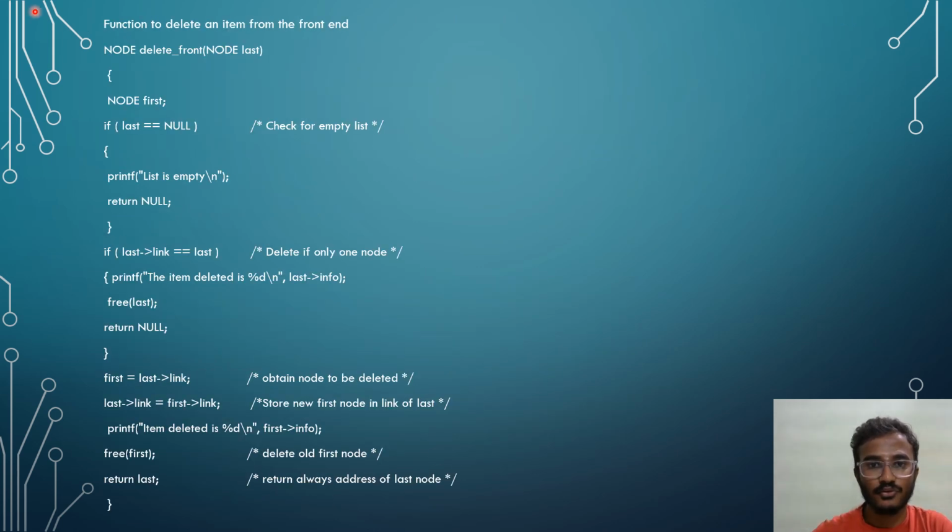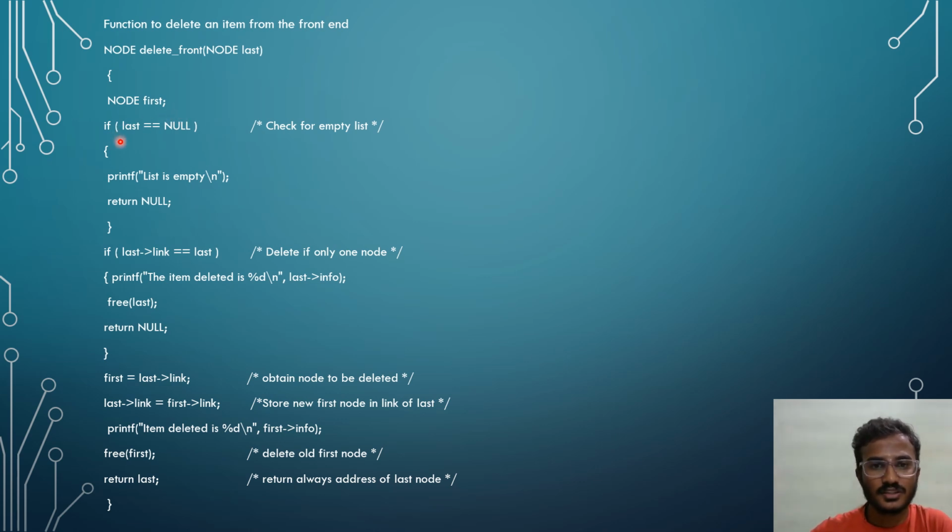Let us examine the function to delete an item from the front end. Function signature: node delete, node last. Here node is a type representing a node in the circular linked list. Last is a pointer to the last node in the circular linked list. In the function body, it's the variable declaration. First is a pointer to the first node in the list, which will be used later.